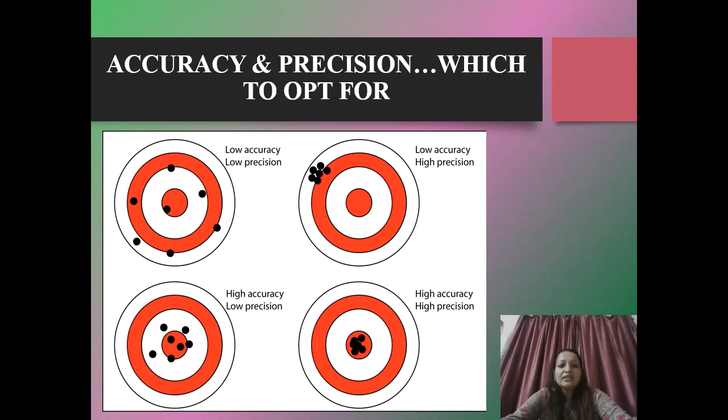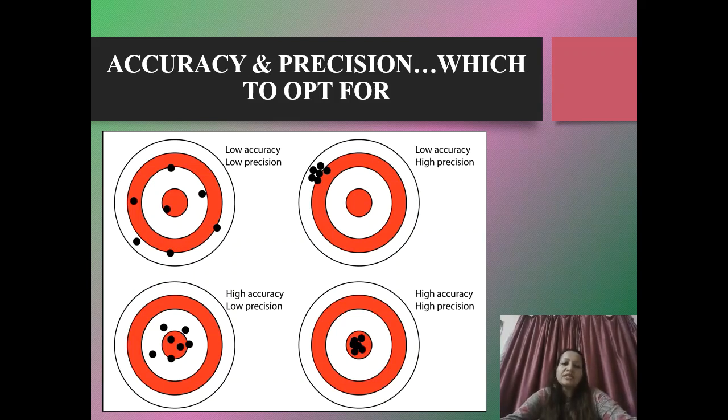In the second case, the targets have all come to a single place, clustered together, but nowhere are they near the bullseye. So it is low accuracy but high precision. That means a mistake is being made and the same mistake is being repeated again and again. The third scenario is that of high accuracy and low precision. This is slightly unusual in occurrence. It means that the values are close to the true value somewhat, but the repeatability is poor.